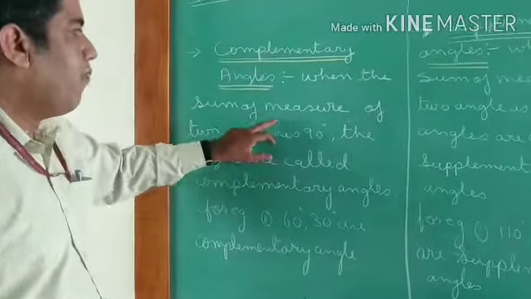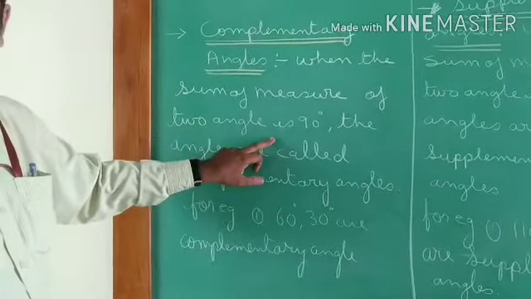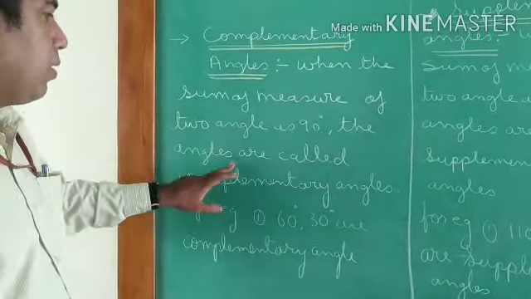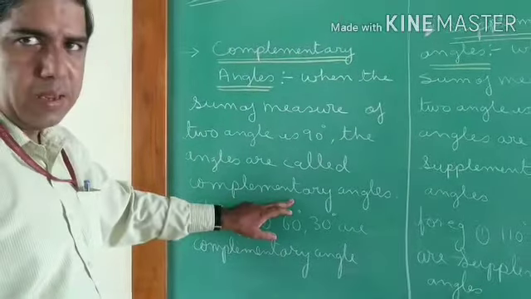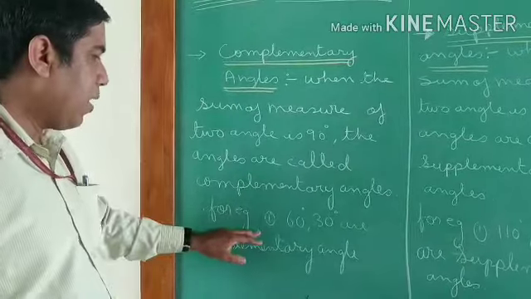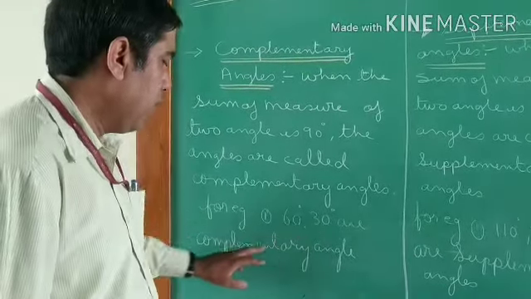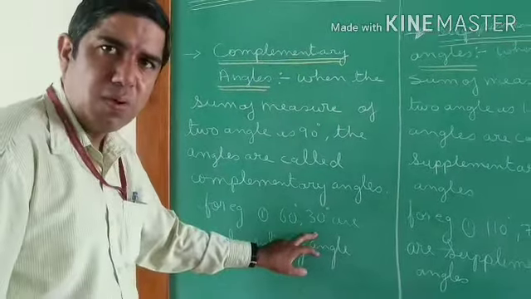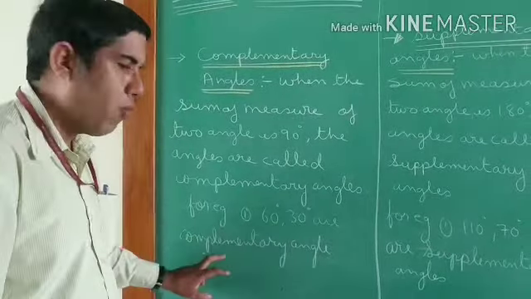When the sum of measure of two angles is 90 degree, the angles are called complementary angles. An example I have given here: 60 and 30 degree. So 60 plus 30 is how much? 90. So they are complementary angles.